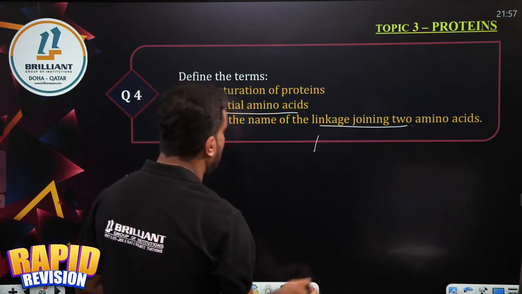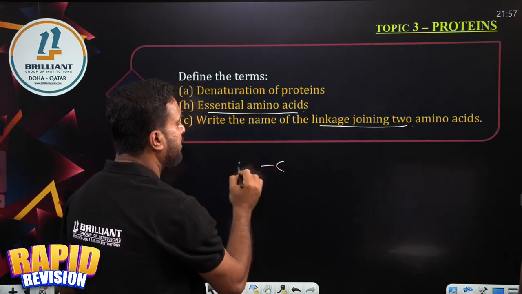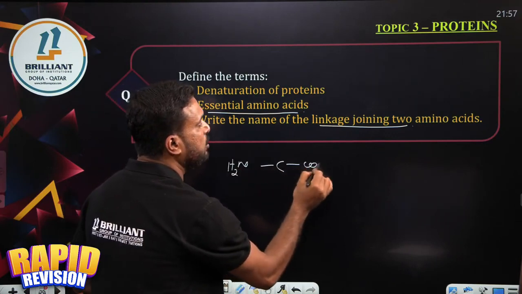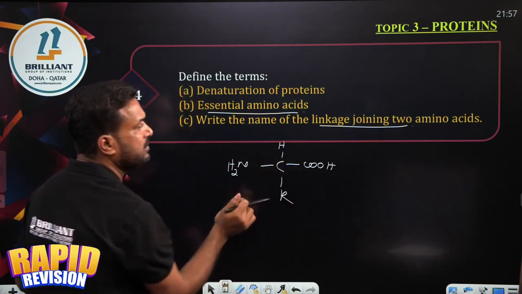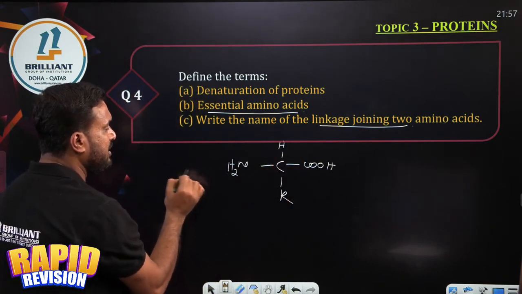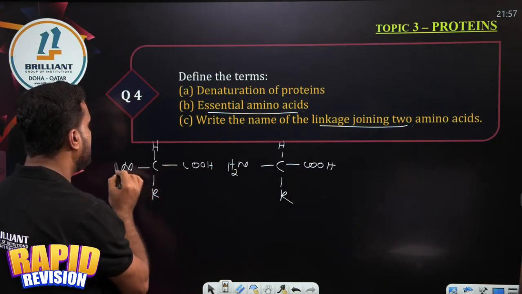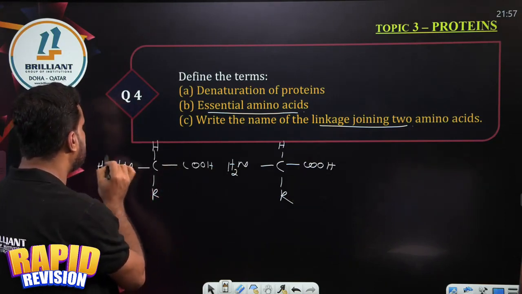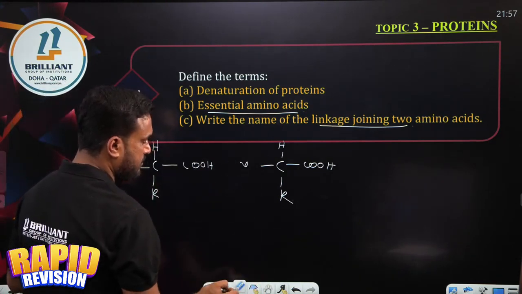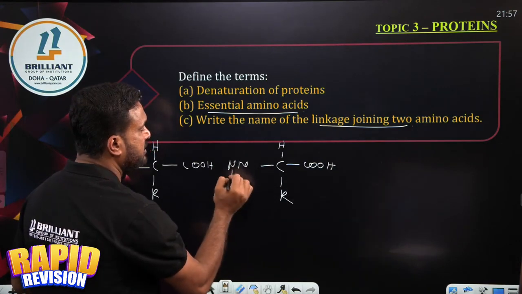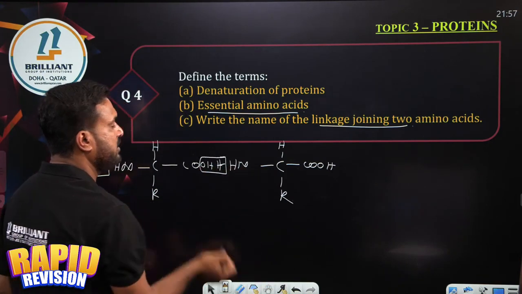What is the linkage between two amino acids? An amino acid has a carbon with an NH2 group as well as a COOH group, plus H and R. This is one amino acid unit. The other amino acid unit you can write similarly: here COOH, here C, here H and R, and here NH2. NH2 can be written as NHH, and one H will be removed from here. So what happened? This H and this OH will be removed.